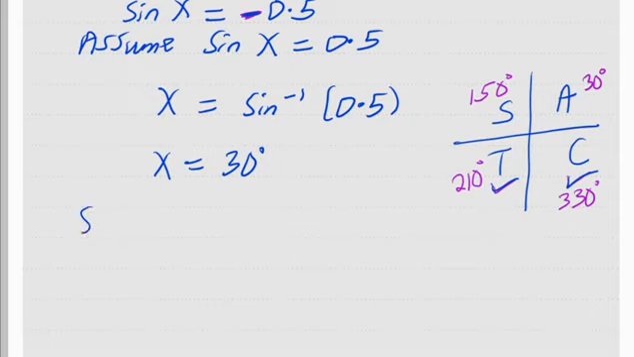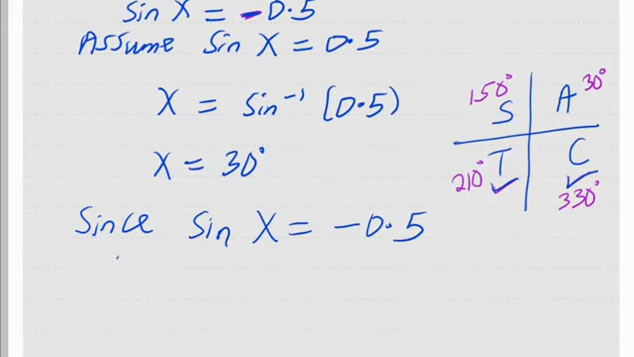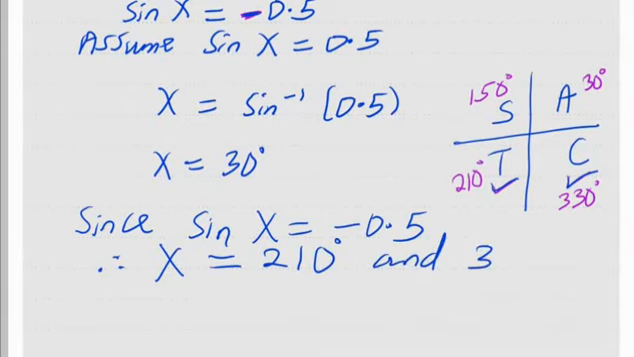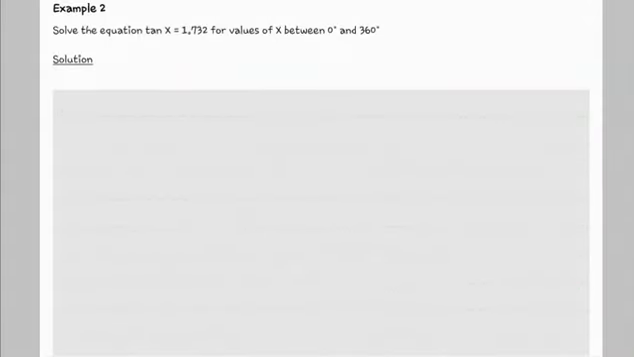So, since sine x equals minus 0.5, therefore, x will be 210 degrees and 330 degrees. Let's take this example.